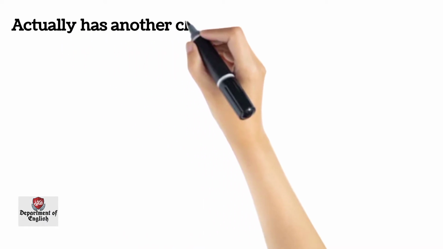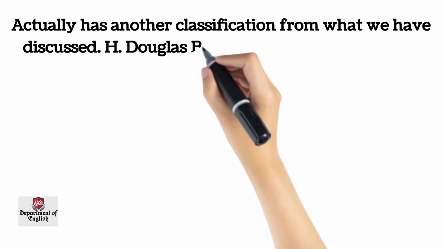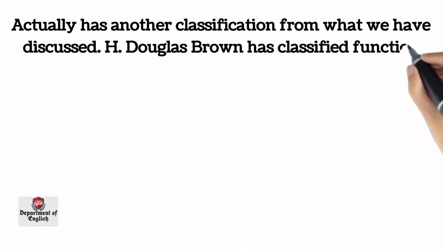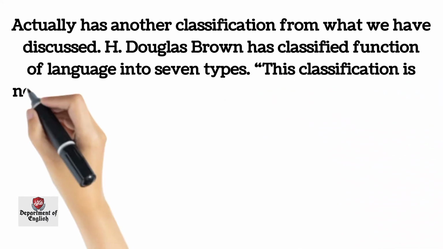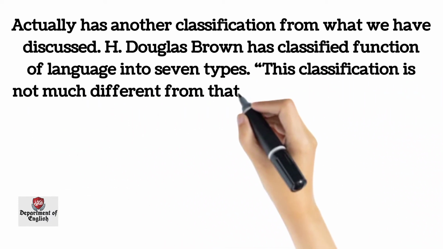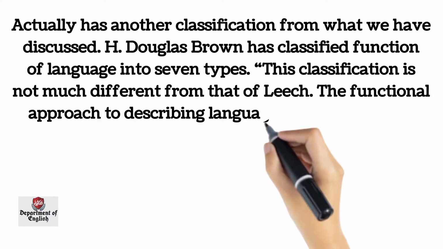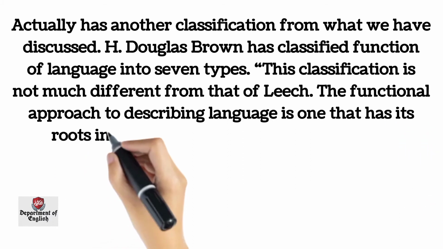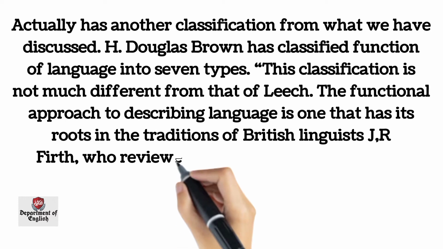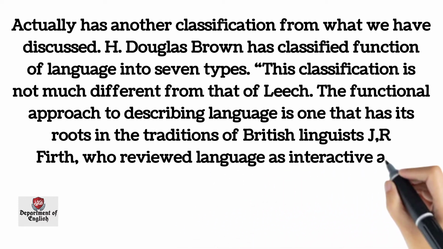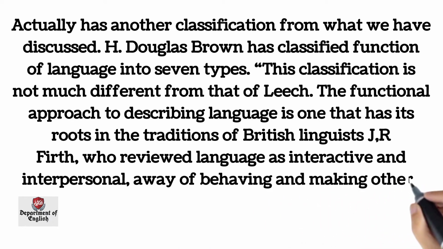Actually, there is another classification from what we have discussed. H. Douglas Brown has classified the function of language into 7 types. This classification is not much different from that of Leech. The functional approach to describing language is one that has its roots in the traditions of British linguist J.R. Firth, who viewed language as interactive and interpersonal, a way of behaving and making others behave. Burns, 1984.